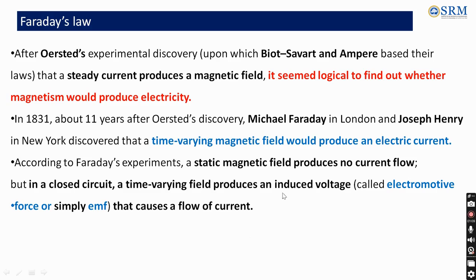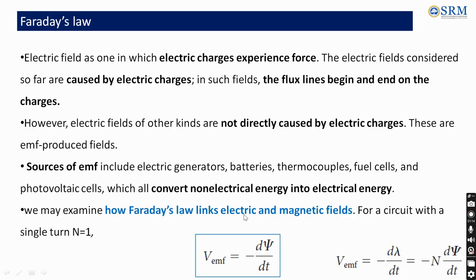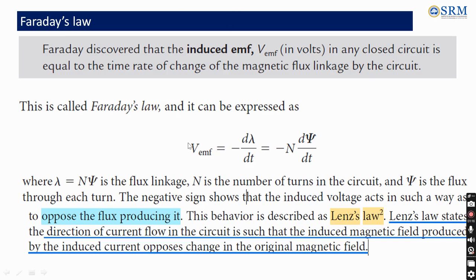So now let us see how Faraday's law can be expressed mathematically. As you can see, the induced EMF in any closed circuit is equal to the time rate of change of magnetic flux linkage in the circuit. The flux linkage is lambda here, and we will see how this negative sign comes. This flux linkage is going to be N into psi, so the number of turns in the circuit times the flux through each turn. So I can rewrite this EMF as minus N into d psi by dt.